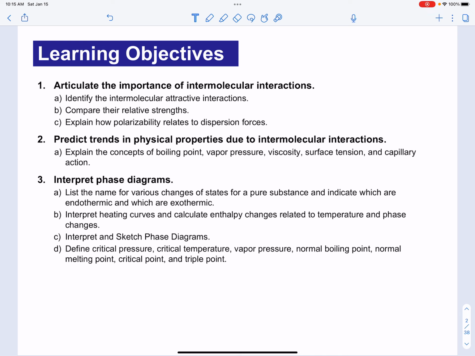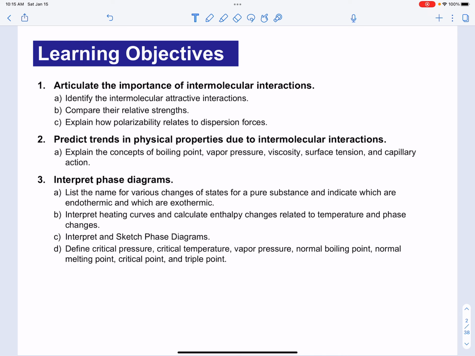And then we're going to predict trends in physical properties due to intermolecular interactions. So once we understand the intermolecular forces, we can start predicting properties at the macro level, like boiling point, vapor pressure, and so on.